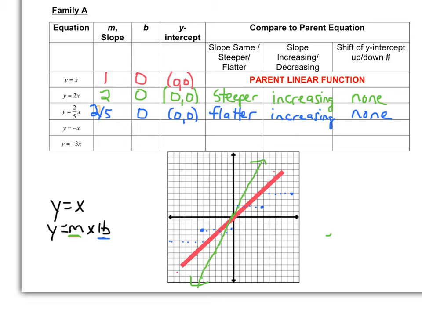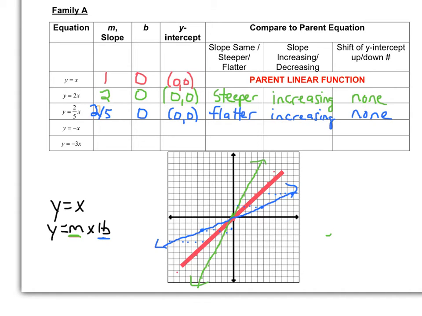All right, now I'm going to connect the dots and draw the line. Not the prettiest of lines, but it does work, and so we see that that is a slope of 2/5. So you can really see that the green one is steeper, the blue one is flatter.